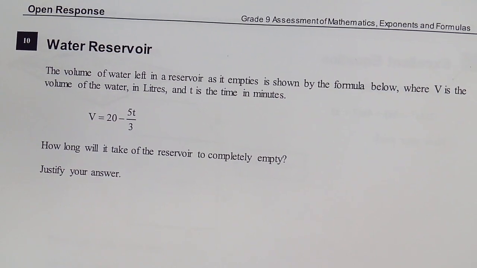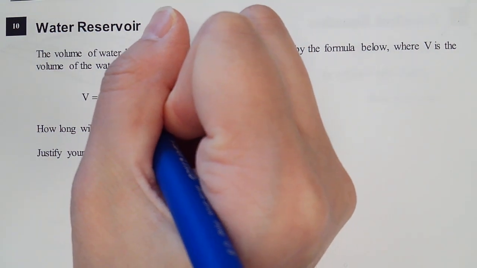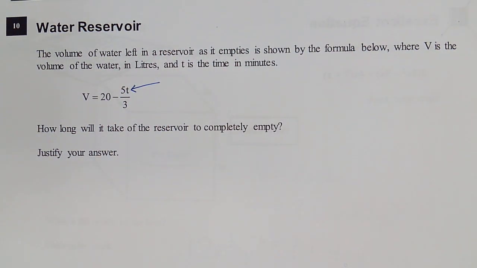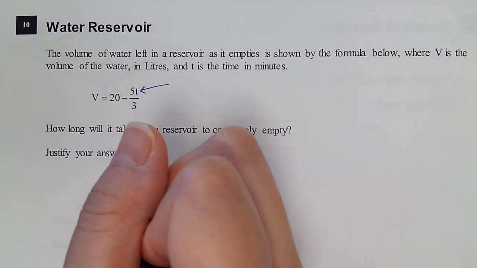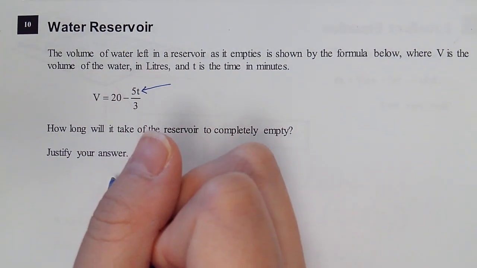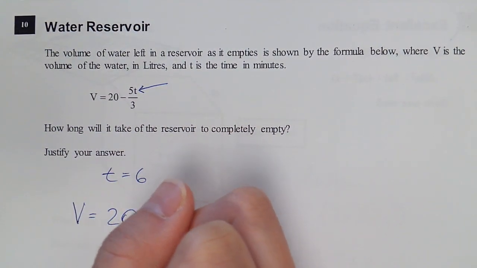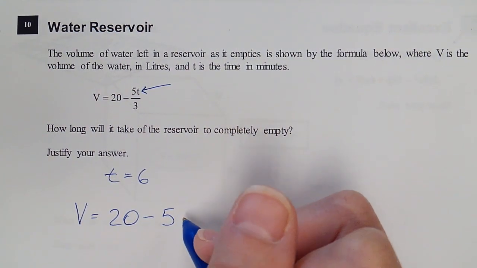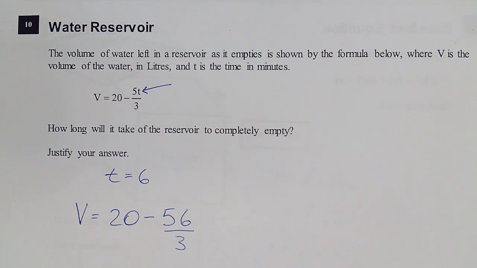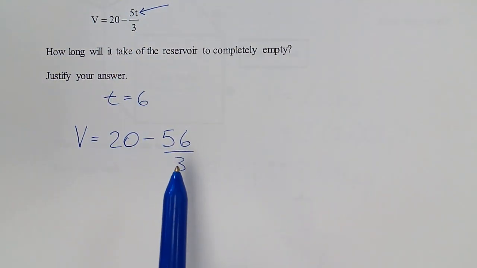Number 10, based on what we've learned so far, you can just use trial and error in this one. So you want to sub in a value for t. Let's say, Layan, give me a number, any number. 6, okay. So let's say I'm going to try t equals 6. So volume equals 20 minus 5 times, so like this. What's wrong with what I put right here? I replaced the t with a 6. Yeah, it's 56. That's not what I want.